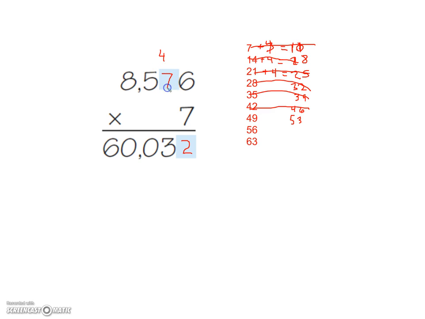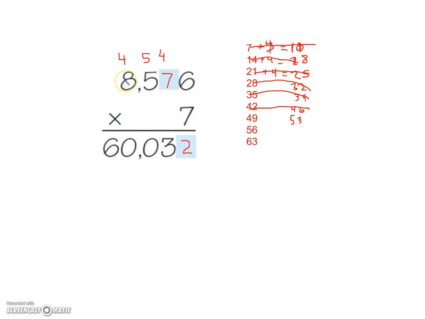So let me put a 7 here. 7 times 7 is 49 plus 4 is 53. So that has a 3 on the bottom. Put a 5 up here. At this point I'm just checking to see if it was right. 7 times 5 is 35, plus 5 is 40, so I have a 0 here. So far that's correct. So I carry the 4.